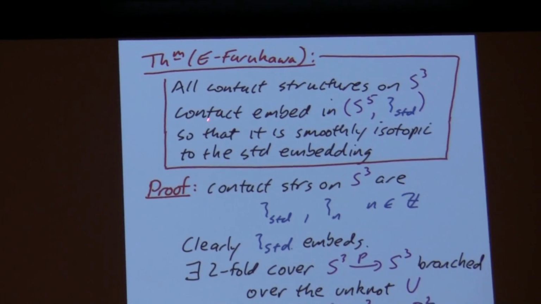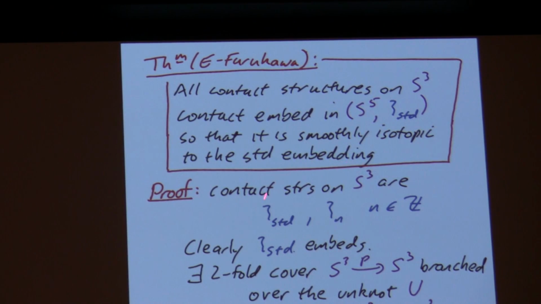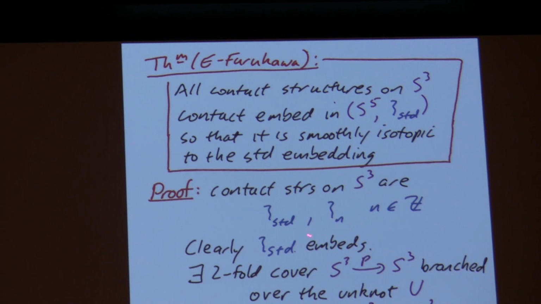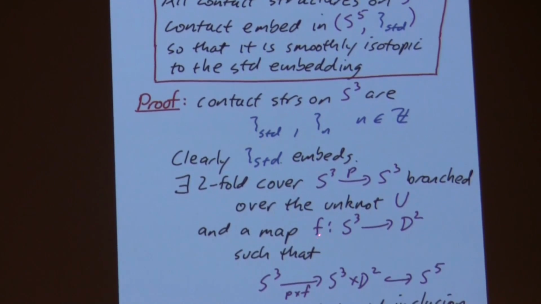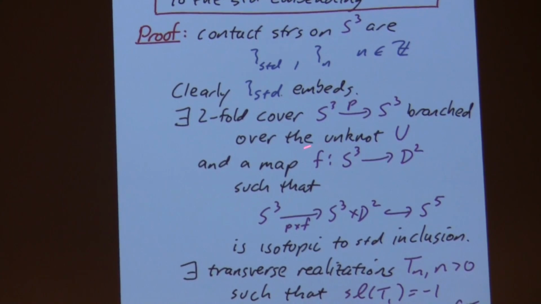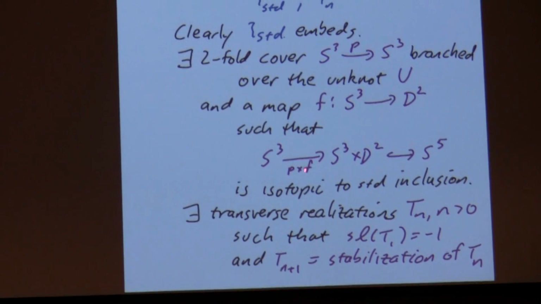All contact structures on S3 can be contact embedded in the standard S5, smoothly isotopic to the standard embedding. So just to recall, the list of contact structures on S3 is simply the standard tight one, and then this one parameter family, this integer's worth of over-twisted ones. So I have to embed every one of those. Well, the standard one's obvious, right? Because just the standard way S3 sits in S5, that's a contact embedding of the standard contact structure. Well, there's a twofold cover of S3 over S3. We already talked about it, right? Branching over the unknot, the twofold cyclic cover. And that's a braiding.